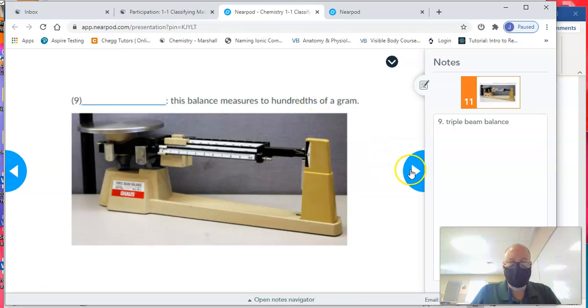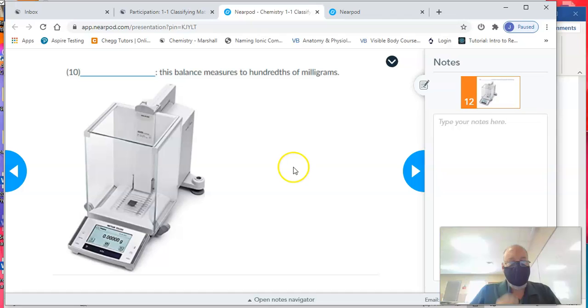We don't have one of these available to us, but there are balances that are even more sensitive, and this is called an analytical balance, and this measures to hundreds of milligrams. So to 3 decimal places is a milligram. I can go beyond that and measure to hundreds of those. So literally we can measure to hundred-thousandths of a gram. Okay, and that's what this could do if we had one. But they're very expensive.